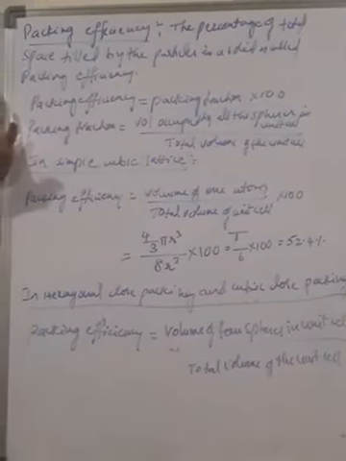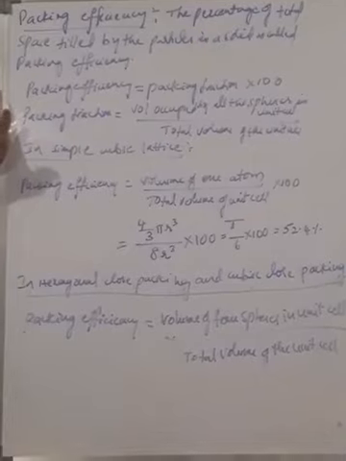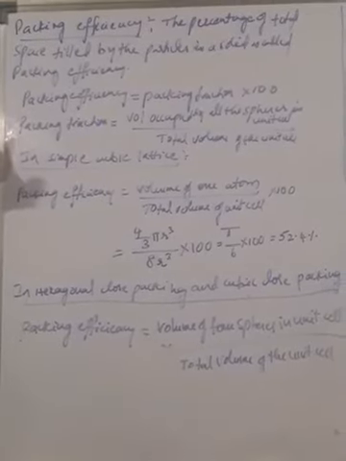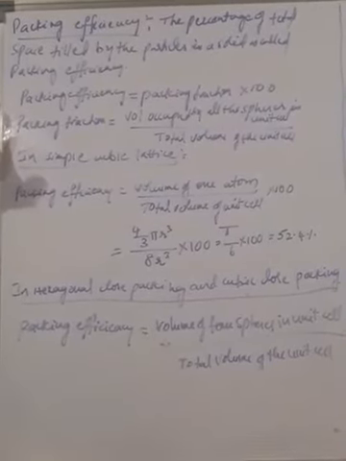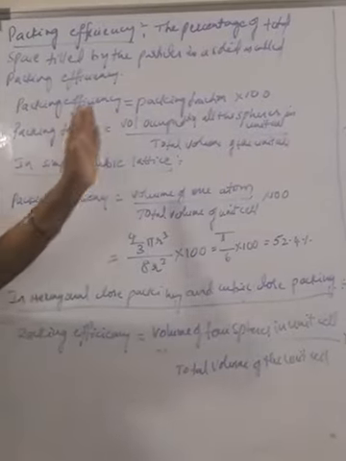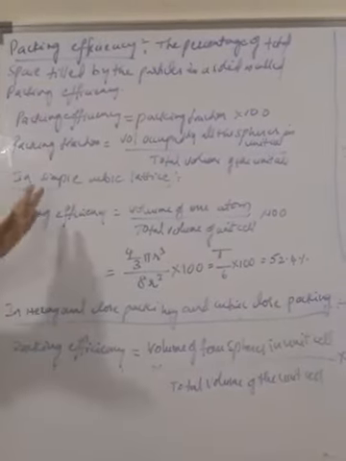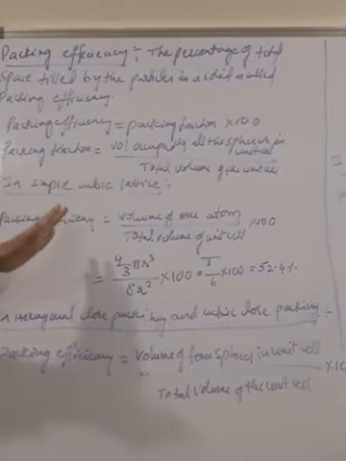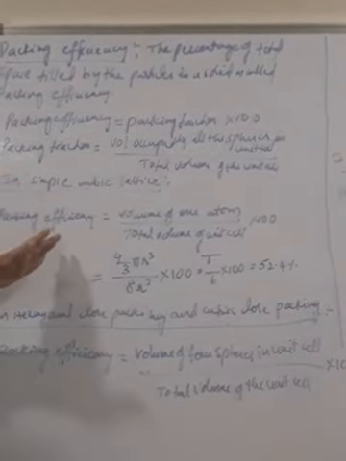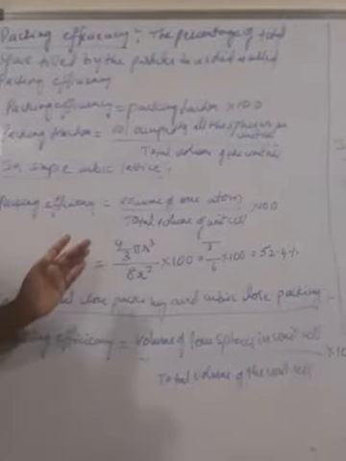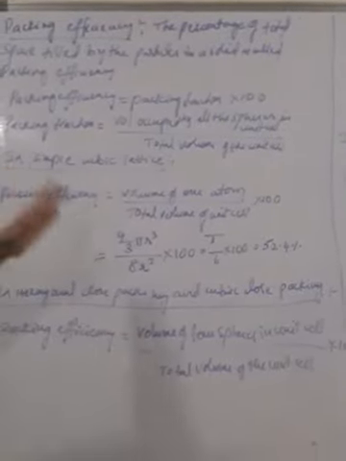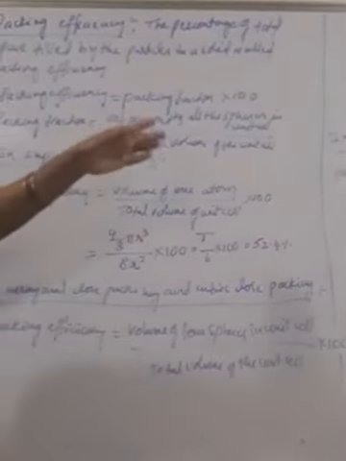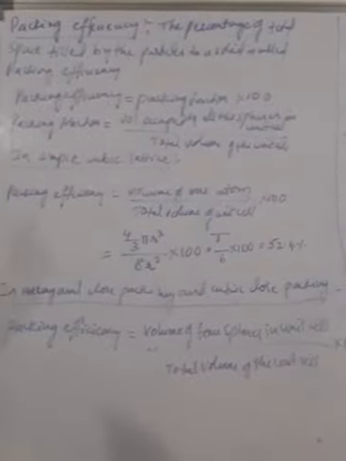So next topic is packing efficiency. Packing may be of different types: simple cubic packing, hexagonal close packing, cubic close packing, which is also called face centered cubic packing, and body centered cubic packing.